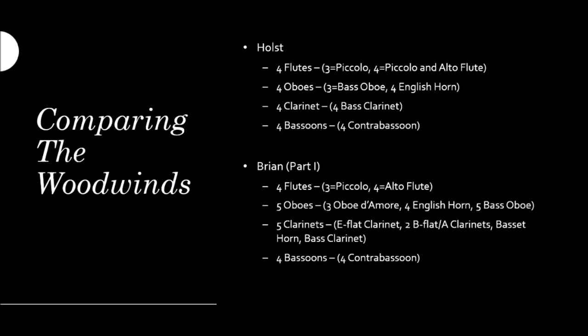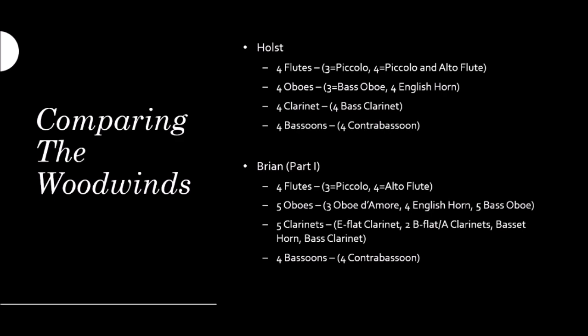Compare this to Brian, and it's nearly identical with only 2 extra players. 4 flutes, flute 3 on piccolo, flute 4 on alto flute. Incidentally, both Brian and Holst call the alto flute a bass flute. 5 oboes. Here is 1 extra player. Oboe 3 is on oboe d'amore. Oboe 4 is on English horn, and oboe 5 is on bass oboe. The oboe d'amore is the only additional instrument here, which, incidentally, Holst did use in his earlier work, Somerset Rhapsody.